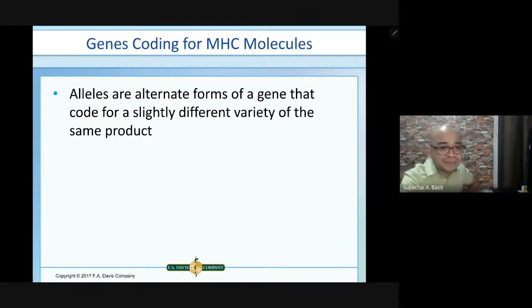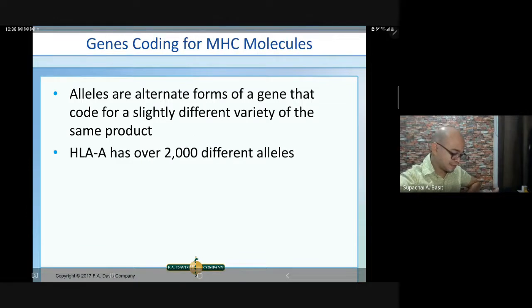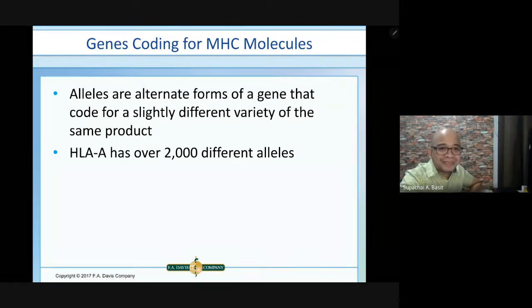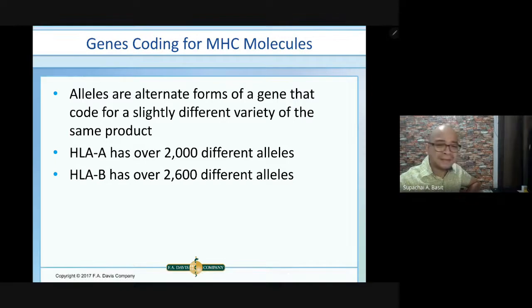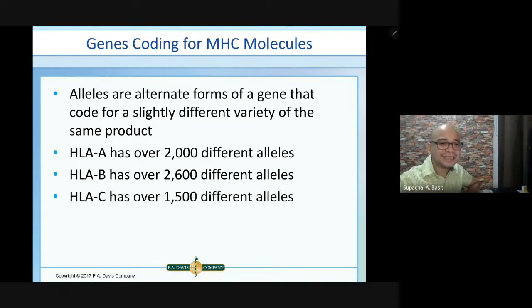Alleles are alternate forms of a gene that codes for a slightly different variety of the same product. Okay, so HLA A has over 2,000 different alleles. Imagine, no? If you will be getting a random donor, what is the possibility that among the different class A individuals, one of 2,000 would be the same match, but you will not just be considering A. Eh? There are still others. Like, for example, B has 2,600 different alleles, and C has over 1,500 different alleles. So imagine, it's really quite challenging to find an exact match of HLA class 1 coming from a random donor.